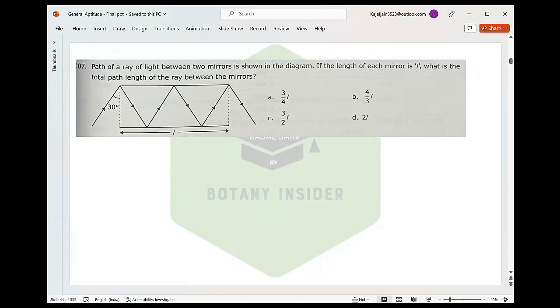Simple question. Okay, one more question for you all. Give it a try. This one is again a PYQ. The path of light between two mirrors is shown to you. Length of the mirror is given to you as L. What is the total path length that is shown in the entire mirror? Give it a try to this question now.